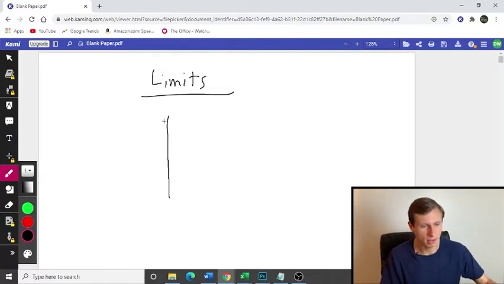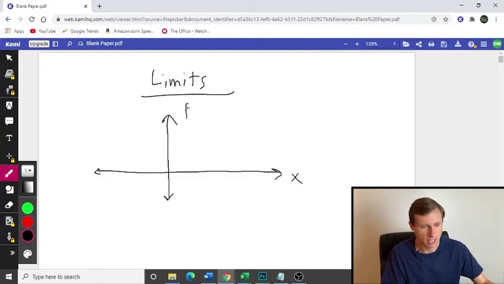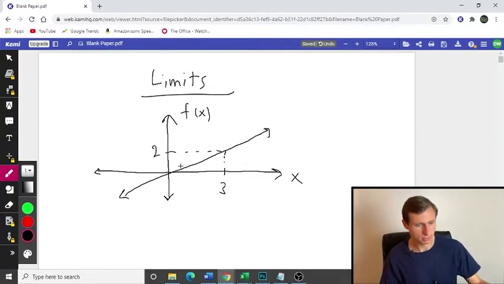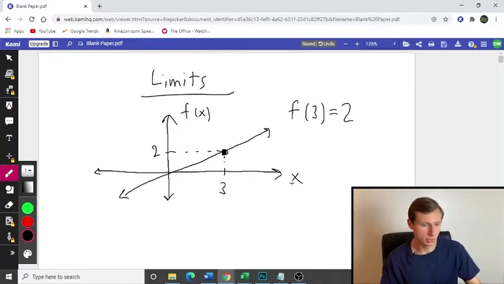If I have some graph that looks like this, and I have x and f of x, and I just have some kind of linear line here, like this, and I wanted to know the value at x equals 3, and I can even draw the dotted line here, and this can be y equals 2, or f of x equals 2, and we could say the point right here is 3 comma 2, right? Like if we were to plug in 3 into this function, then we would get an output of 2. So thinking about input, output, f of 3 is equal to 2.